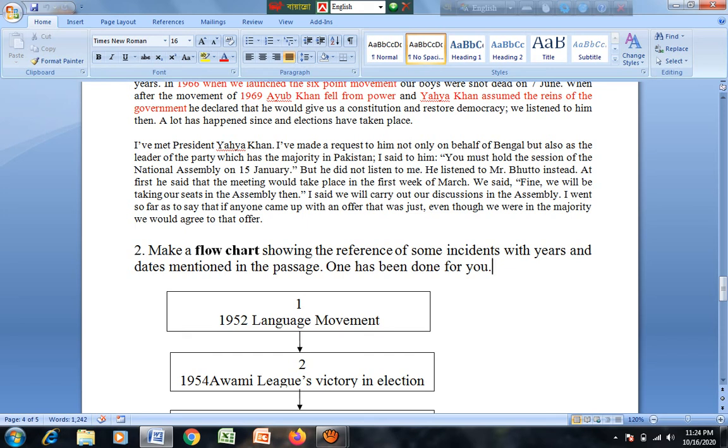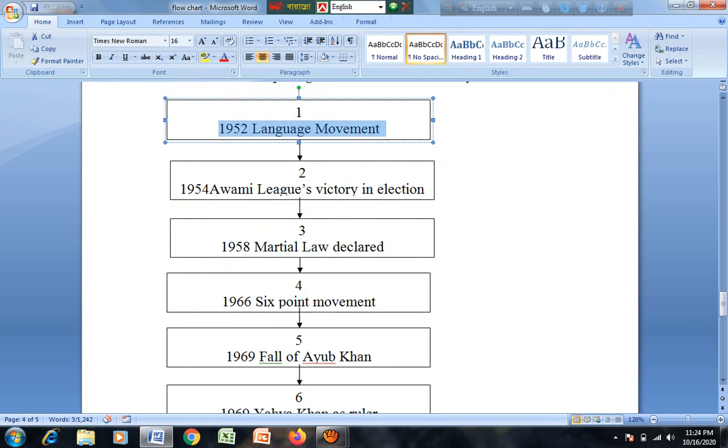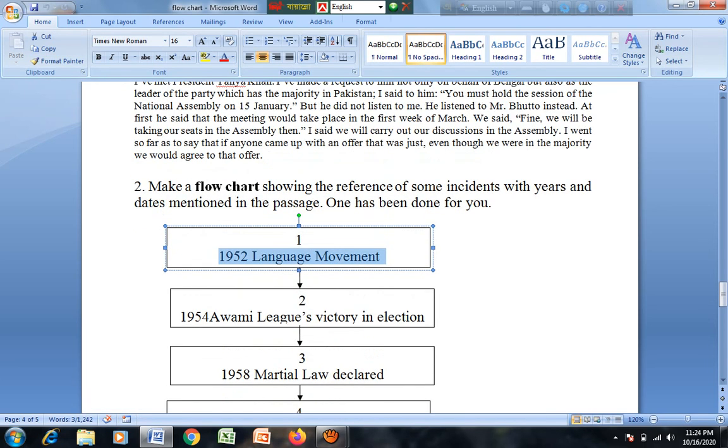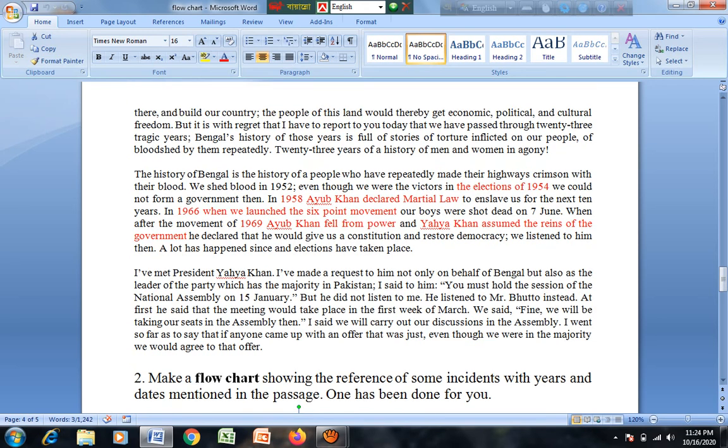Just see, 1952 language movement. This one has been done for you. You will get the answer in your question paper, and there are 5 more boxes and you will have to fill them up. Just look, learners, you will get the points in your passage, the passage given in the question paper. Just see, 1952 is already mentioned in the first box.